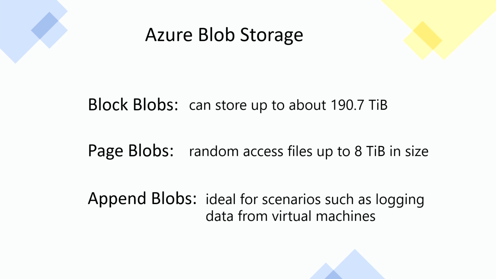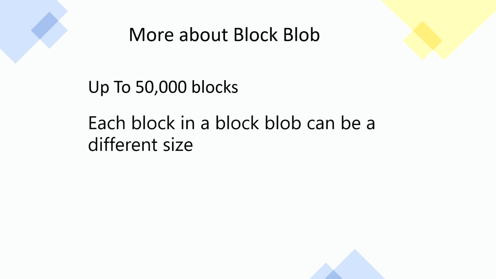The next section is the size of each of these. If you're using a block blob, you can store up to 190.7 terabytes. Page blobs are for random access files, like I said, for virtual hard disks, VMs, and can be up to 8 terabytes in size. Append blobs are ideal for scenarios such as logging and data from virtual machines, like what I was stating in the previous slide. So all of this is basic information. Again, the one that we're going to be focusing on is block blob, just because we're going to be able to upload a large amount of data in there.